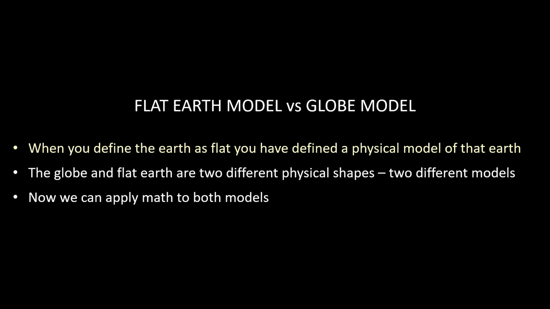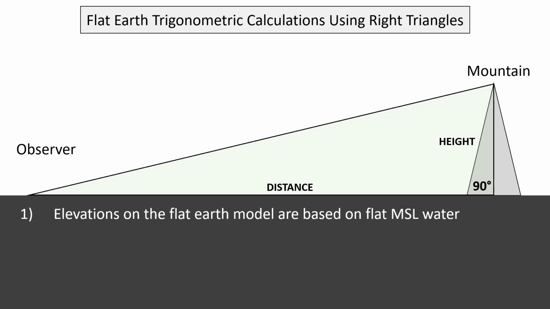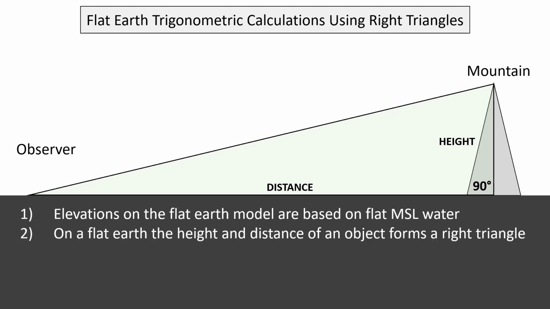So let's be honest, when you define the Earth as flat, you have defined a physical model of that Earth. The globe and flat Earth are two different physical shapes, two different models. Now we can apply math to both models. So again, the math we would use on a flat Earth is trigonometry, because elevations on a flat Earth model are based on flat mean sea level water. Therefore, on a flat Earth, the height and distance of an object forms a right triangle.